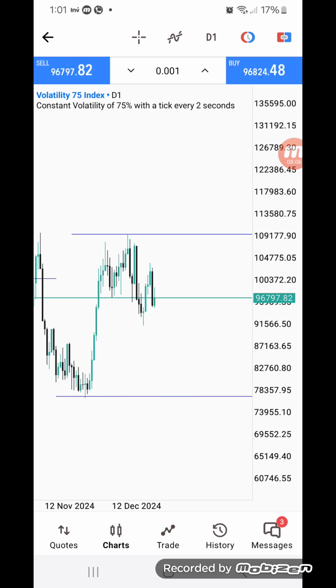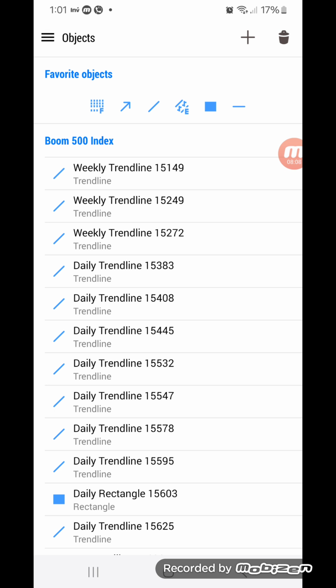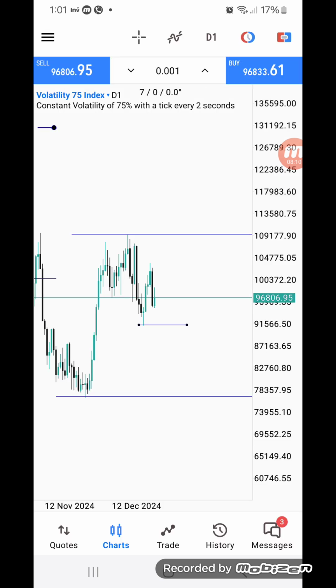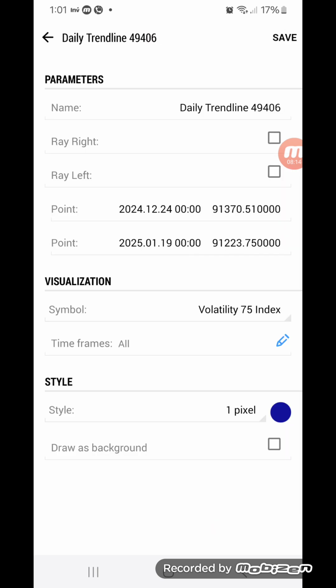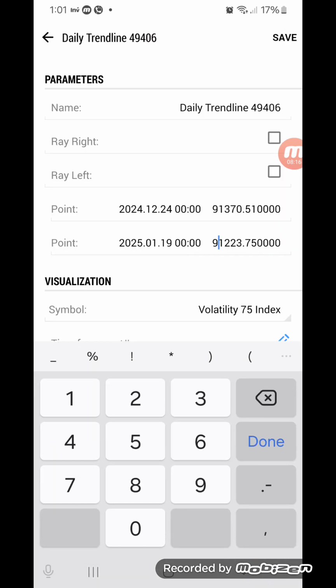The other thing I can notice here is we have sell side liquidity on the daily time frame. You can mark it so that you are able to know where you are. Let's see.